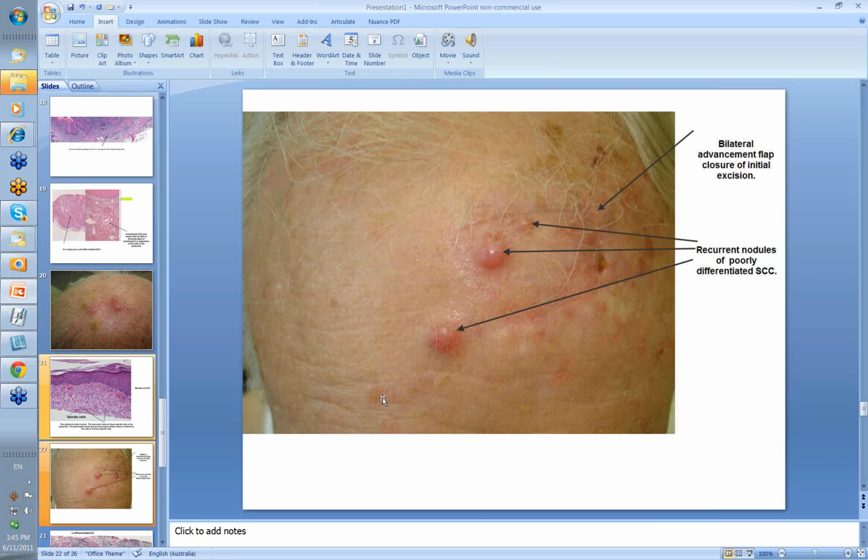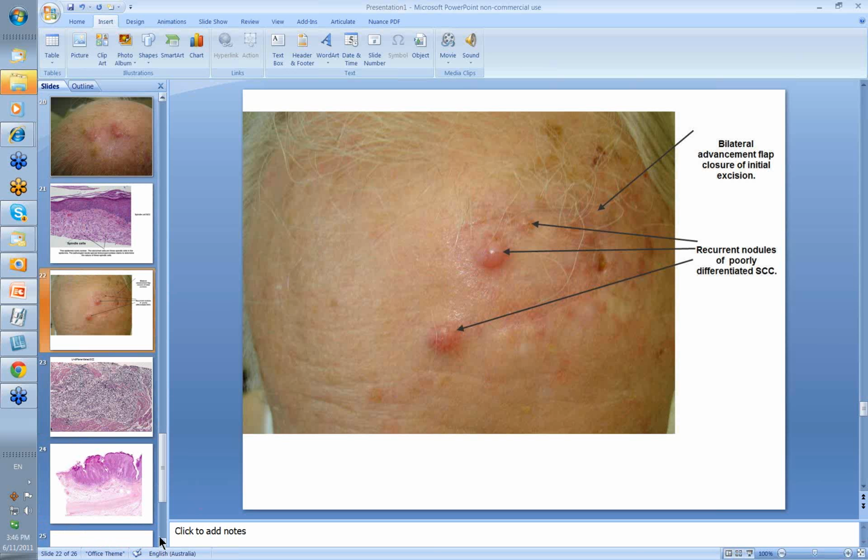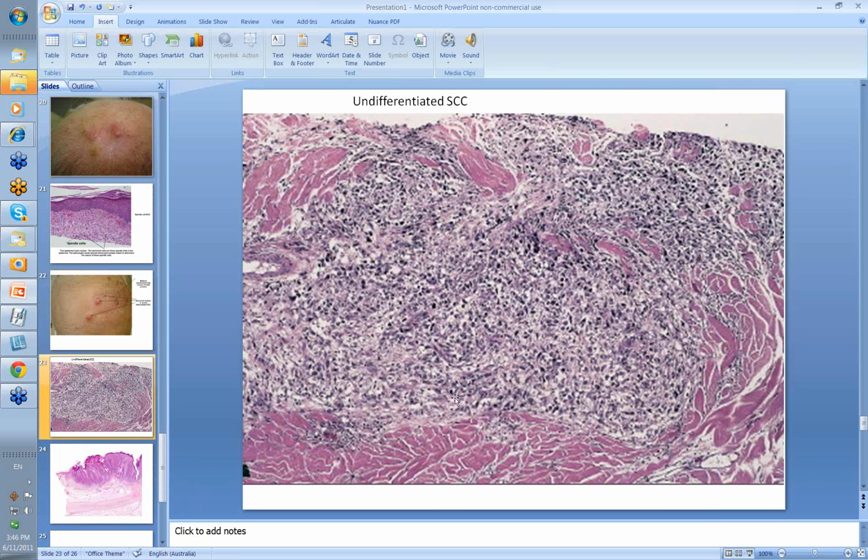Here you have another poorly differentiated SCC, smoothish on the surface, but no keratin here. This was a patient who had had a bilateral advancement flap for a poorly differentiated SCC, but this tumor had already spread and was spreading along the lymphatics here. If you look at the pathology of a poorly differentiated SCC, it can look somewhat like this. Look at the degree of nuclear atypia within this lesion here. And this one is getting down, this is muscle. This one's invading down into muscle.